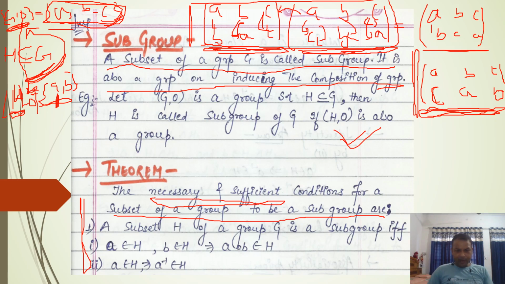The subset of a group will be a subgroup if A belongs to H and B belongs to H. If you are taking two random elements from this set H, and their composition is also in H, it means it satisfies the closure property. And second, if A belongs to H, then the inverse must also hold. It means you only have to prove these two properties. First is the closure property, and second is the inverse property.